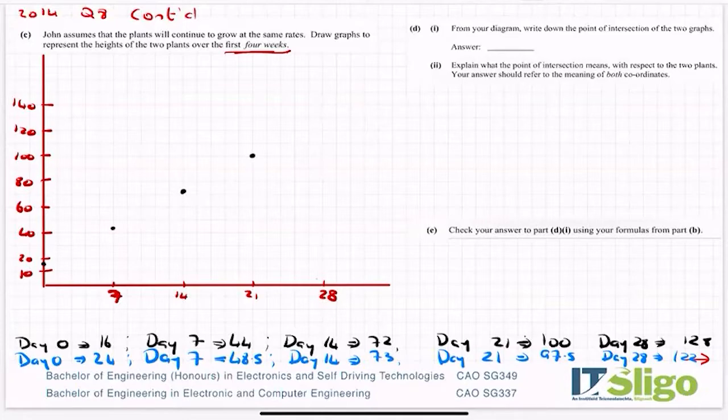And day 28 is 128, which is almost 130. Okay, and actually the easiest ones to plot between are the 16 at the start and the 100, because that was bang on a box. And you just join them together. Okay, so that's my plant A, just to link it back to my last question.